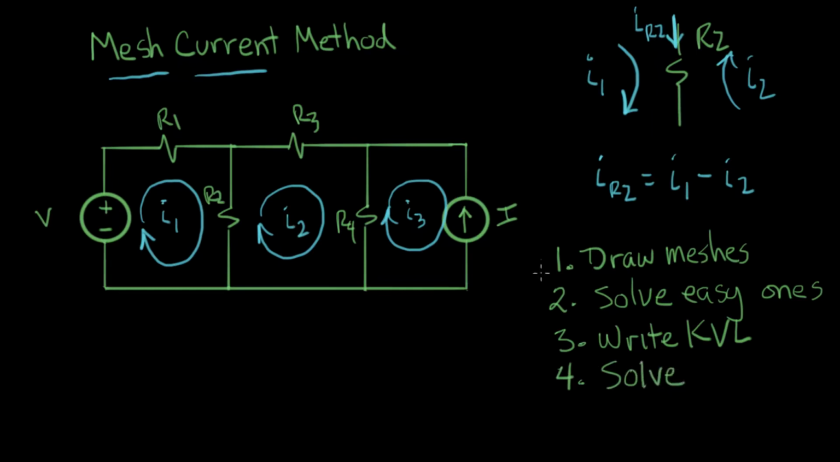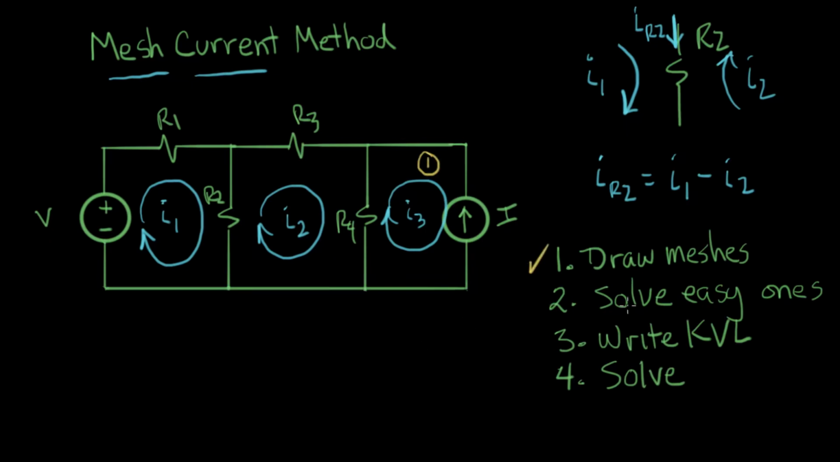So in this video, we're going to do the first three steps, and then in the next video, we'll do the full solve. Okay, so let's run our mesh current method. Number one, draw the meshes. Here's step one happening right here. So we can check off we did step one.